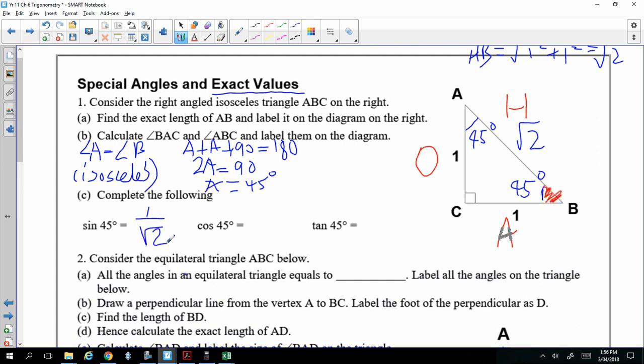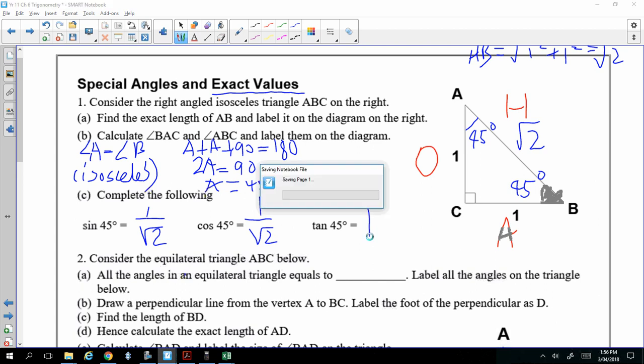Can you do the other two? Cos 45, tan 45. Cos 45 is adjacent over hypotenuse, the same thing, 1 over root 2, and tan 45 will be 1 over 1, which is 1. Yep, we got that.